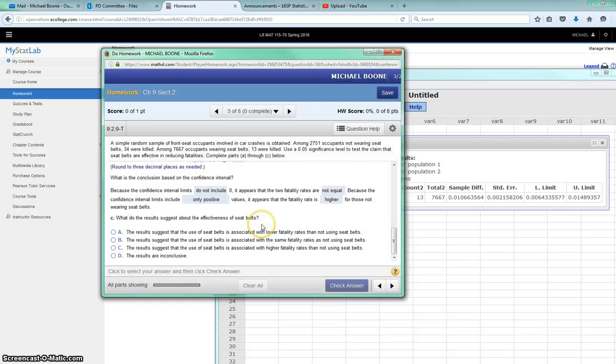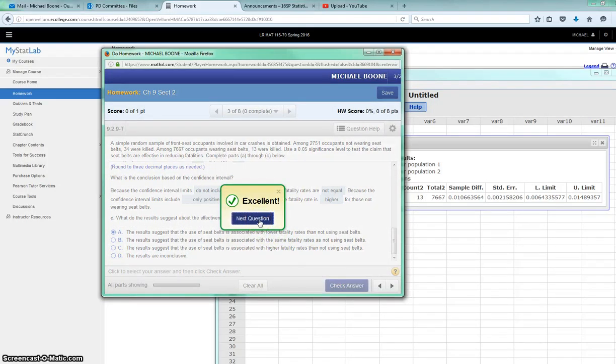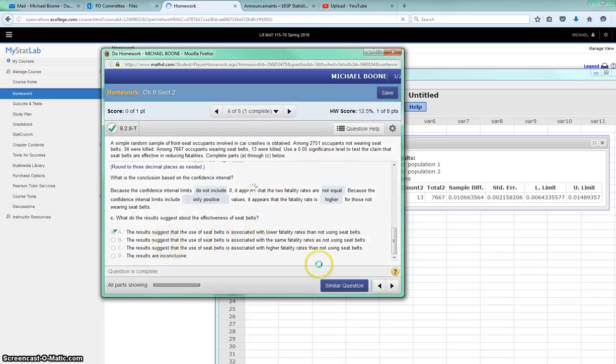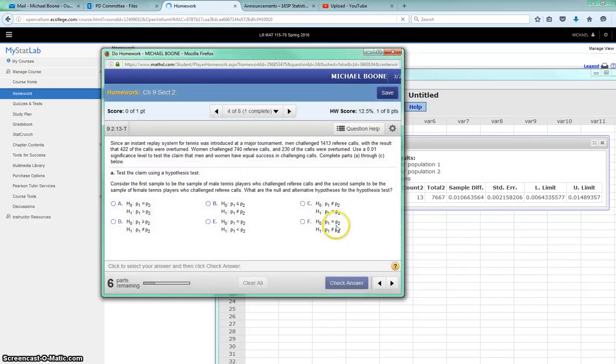One more part. Use a seatbelt. That's what the report suggests. What do the results suggest about the effectiveness of seatbelts? Use of seatbelts lowers the fatality rate. It's not the same and it's not higher, so it's lower. Again, we always have an opportunity for error. We rejected the null, so maybe we made a type 1 error. But many studies have been done that probably support that claim.